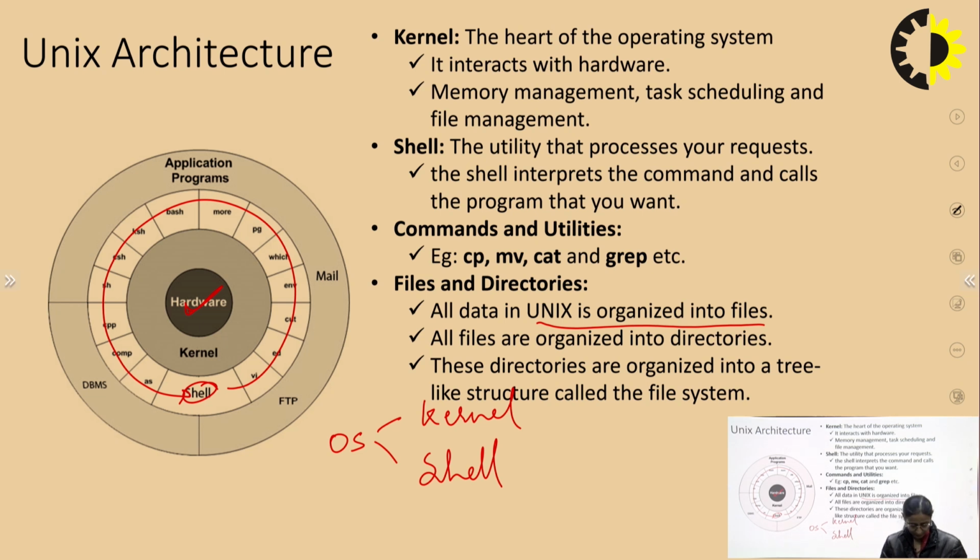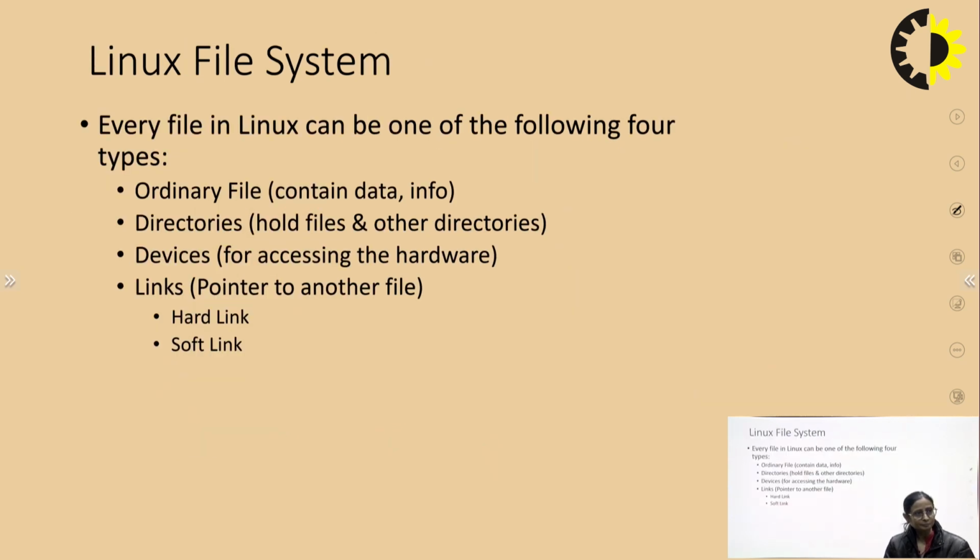So all the files are basically organized into directories. Similar to Windows, where you work on directories, subdirectories and files, the similar concept has been adopted in Unix, or you could say in Unix we follow a tree kind of structure. There is a hierarchy among the directories and subdirectories in your Unix file system. So these directories are organized into a tree-like structure, and this is my Unix file system.